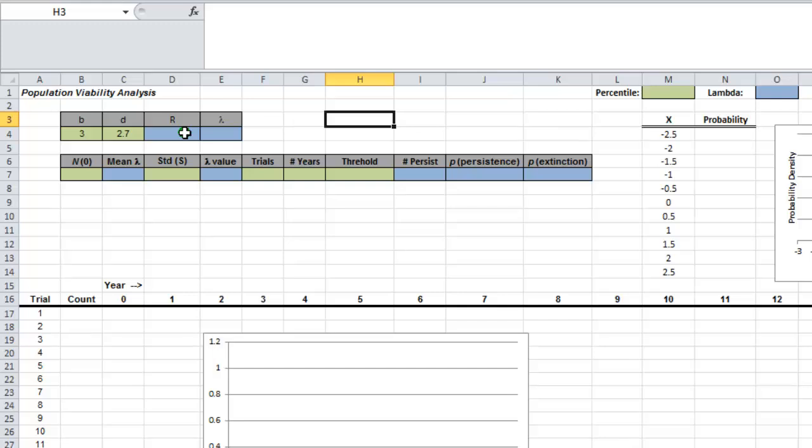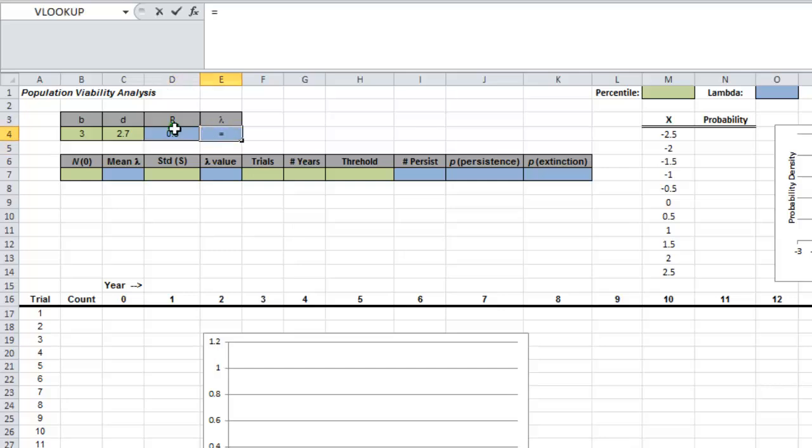R, capital letter R, is the geometric rate of increase, and that's just the difference between the birth rate and the death rate. So if the birth rate is greater than the death rate, R will be positive, greater than 0, and that means the population is growing. This actually gives the rate of increase, so this population would be growing at 30% per year. If R is 0, that means the birth rate and the death rate match each other and the population is stable. And if R is negative, then the population is declining.